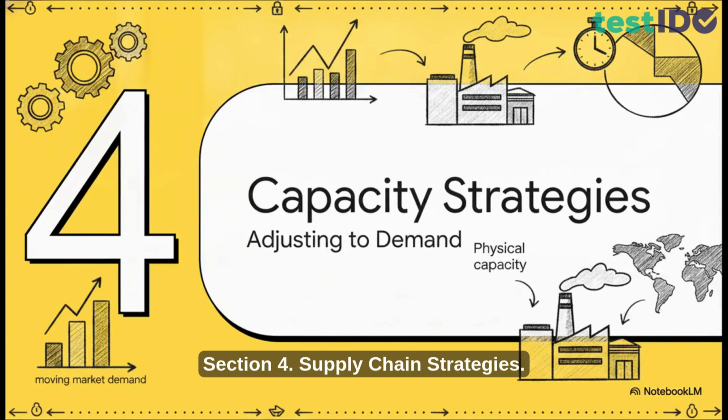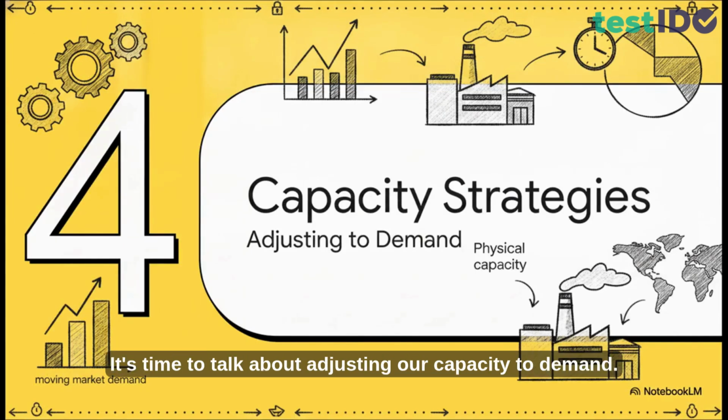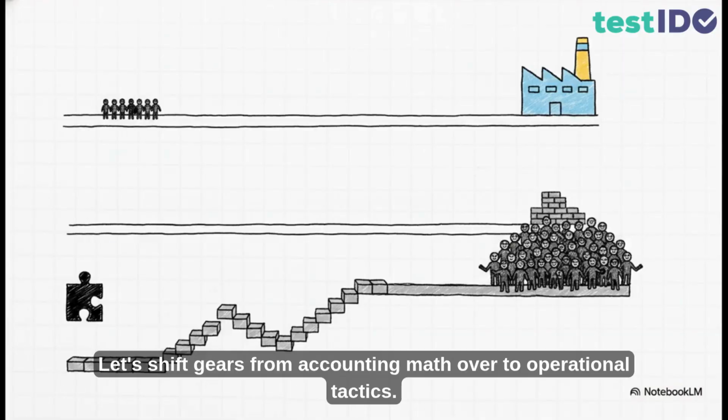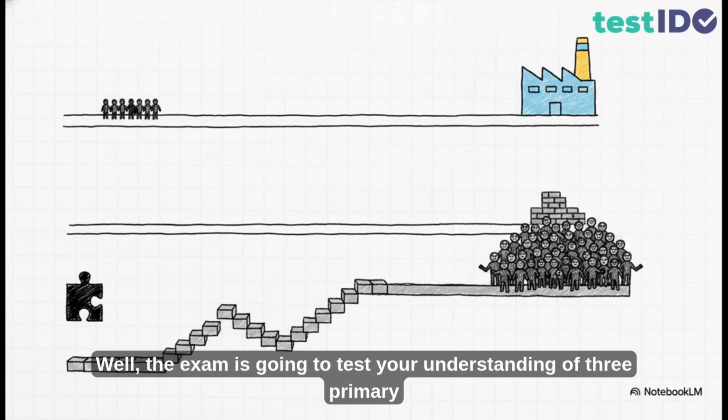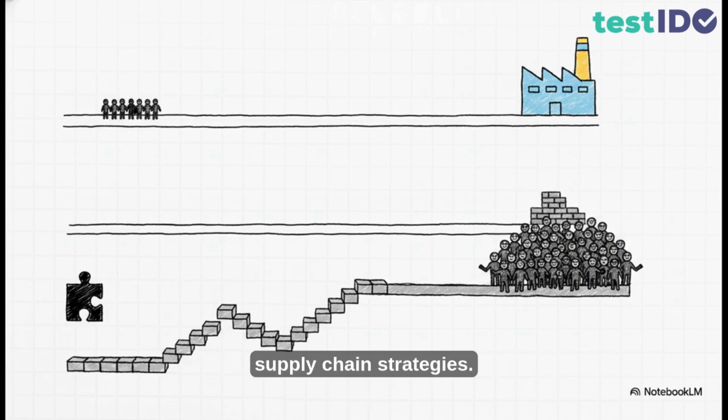Section 4, Supply Chain Strategies. It's time to talk about adjusting our capacity to demand. Let's shift gears from accounting math over to operational tactics. How do supply chain managers actually align their physical capacity with moving market demand? Well, the exam is going to test your understanding of 3 primary supply chain strategies.